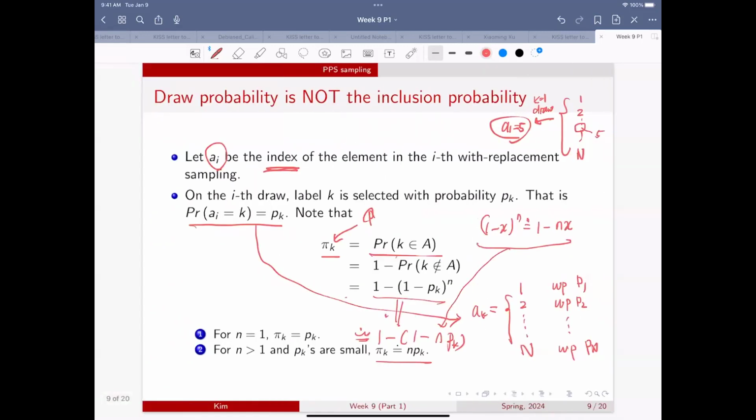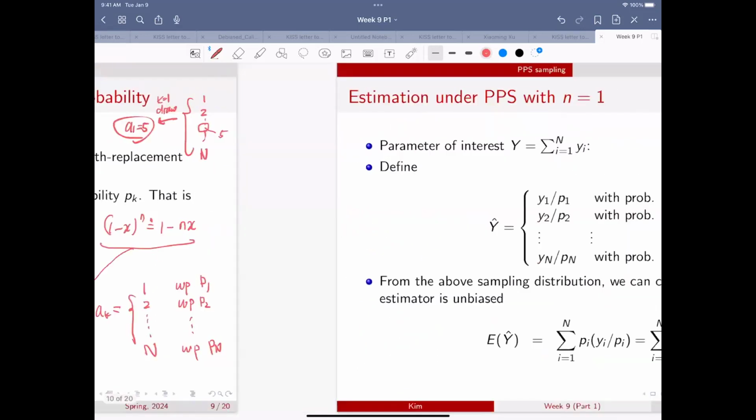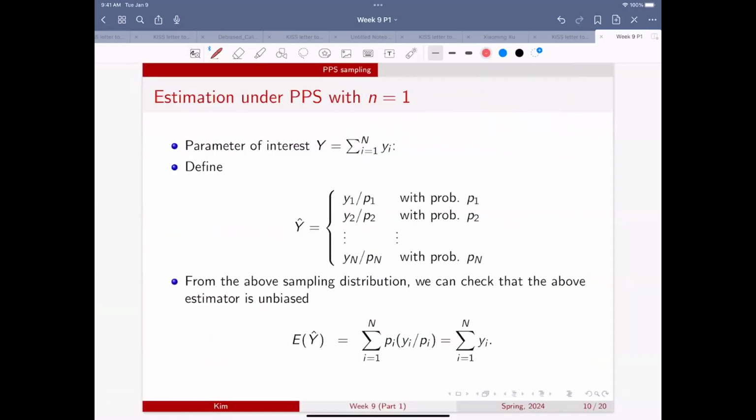Okay. Let's move on. So now let's move on to the estimation. So now you are interested in estimating the population total, which is y here.